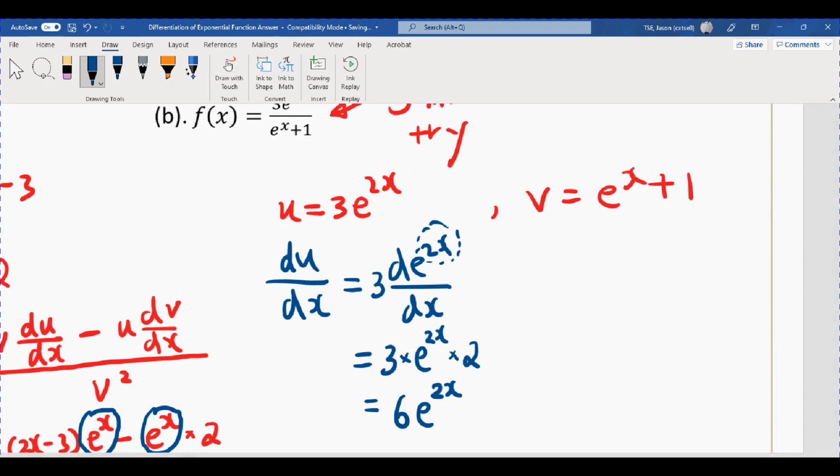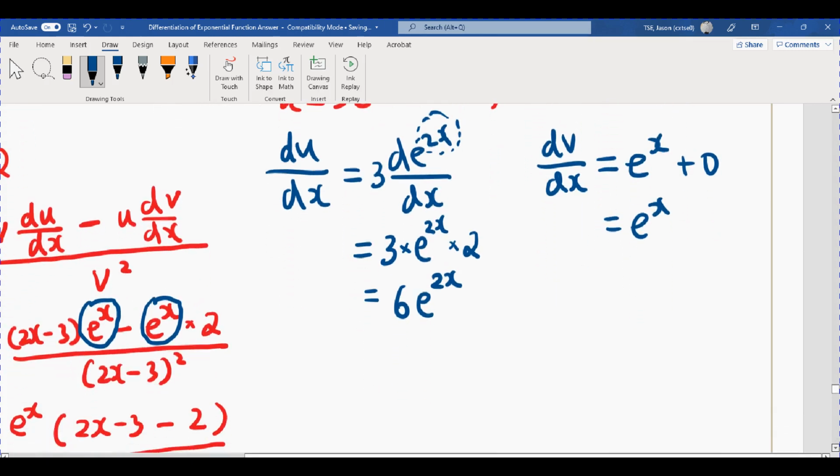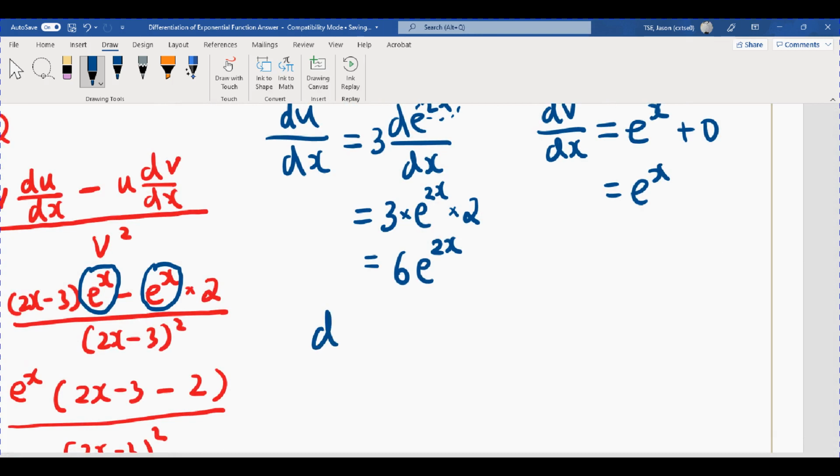All right, and how about the other one? This one is much easier. Just itself plus 0. Okay, all good. And if you've done this too, let me try to use them, of course, the quotient rule.